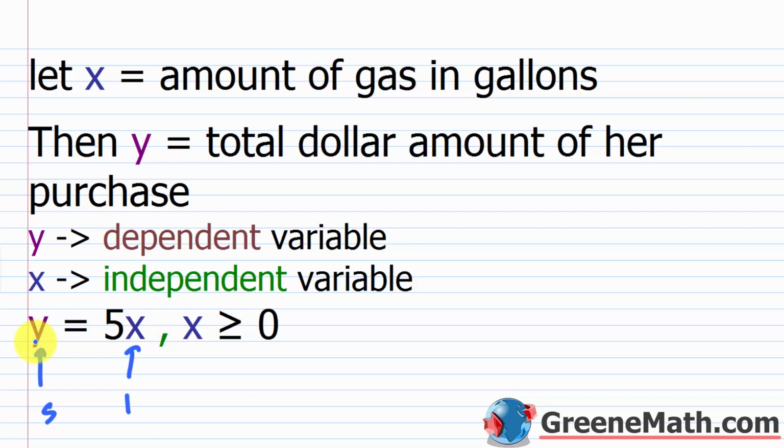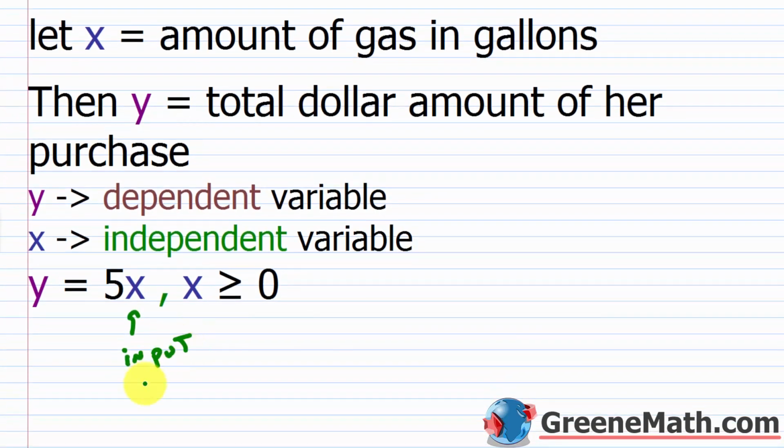Now, we also have other names for the independent and dependent variables. For the independent variable, we call it an input. It's something we're going to plug in. So in this case, again, let's just say she buys 3 gallons of gas. That's my input. In this case, it's 3. And my output is another name for the dependent variable. So I plug in a 3, that's my input. I multiply it by 5, and then I get 15 as an output. So we would say this is 15, or this is my output. So you'll hear that a lot in this section.